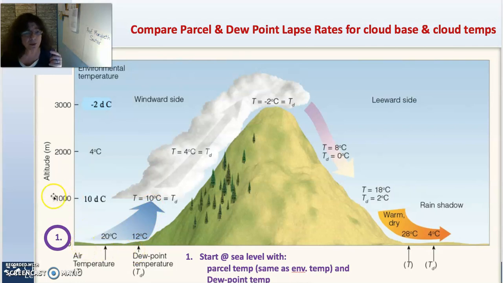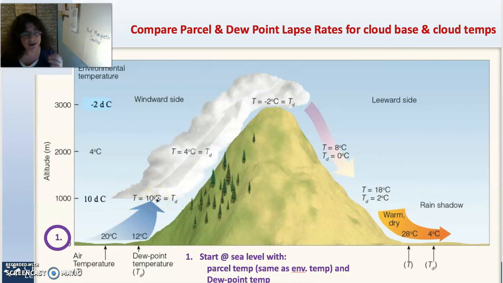So when you get up to 1,000 meters, your environmental temperature is going to be 10 degrees Celsius. Your parcel temperature is going to be 10 degrees Celsius. And your dew point temperature dropped 2 degrees, and it's also going to be at 10 degrees Celsius. You have the base of a cloud because your dew point for your parcel is matched by your parcel temperature. So here is your LCL or base at 1,000 meters.